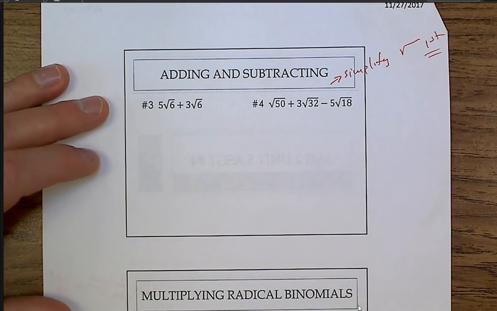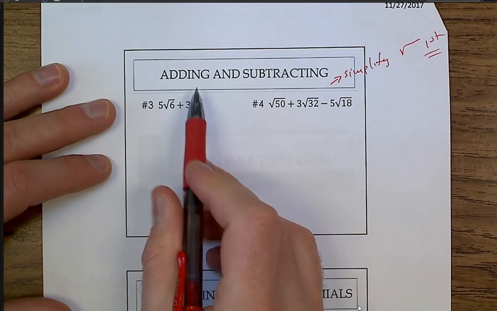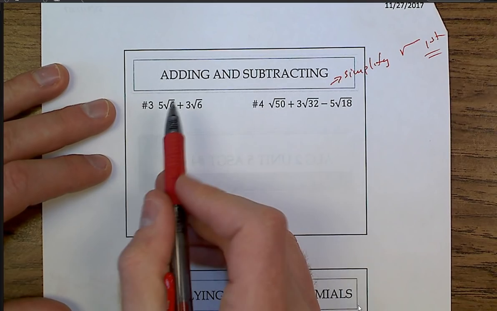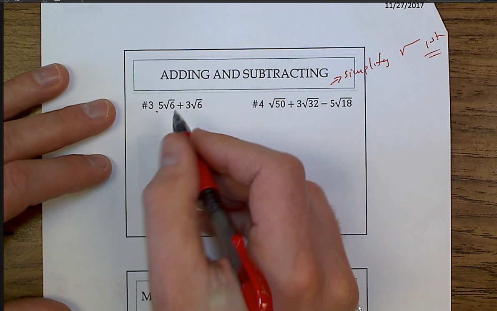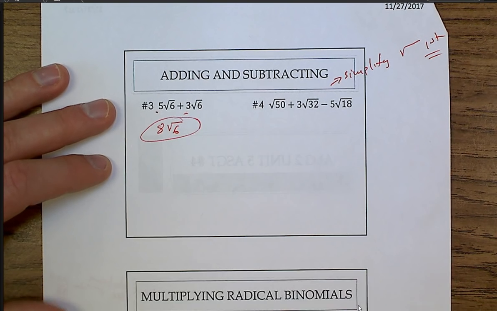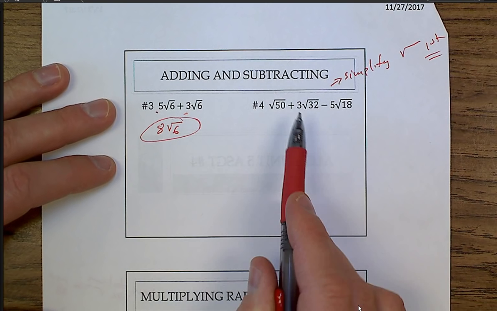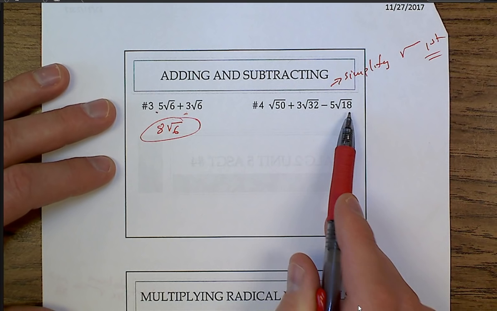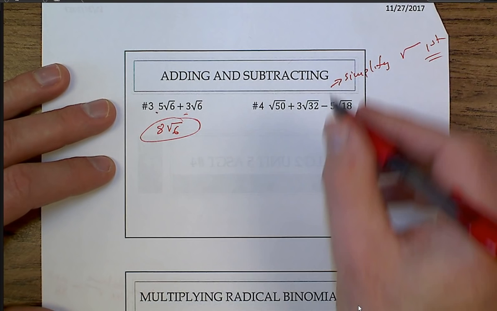Okay, so again, if I see a plus sign, it means I'm adding, so I'm going to check my radicals. Radical 6, I'm good, so I can add the numbers in front. 5 and 3 gives me 8 radical 6, and that would be my answer. I can't simplify the 6. Now, some students will make a mistake on number 4. They'll say, oh, radical 50, radical 32, and radical 18, they're all different. I can't add them. I kind of gave you the hint here. You want to simplify first.